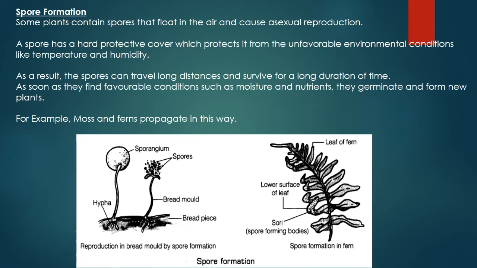Examples are moss and ferns. So here we can see the spore formation. In fungus, we can see reproduction in bread mold by spore formation. This is spore formation in a leaf.